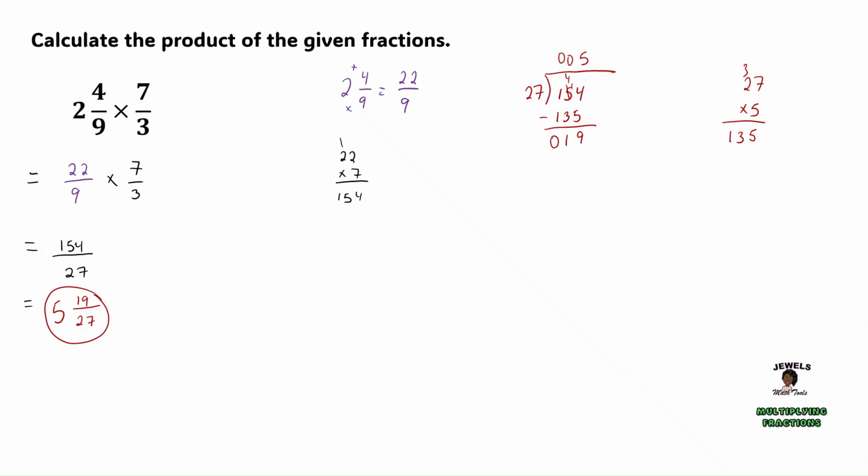Okay, so there you have it. We just multiplied our mixed number and an improper fraction.